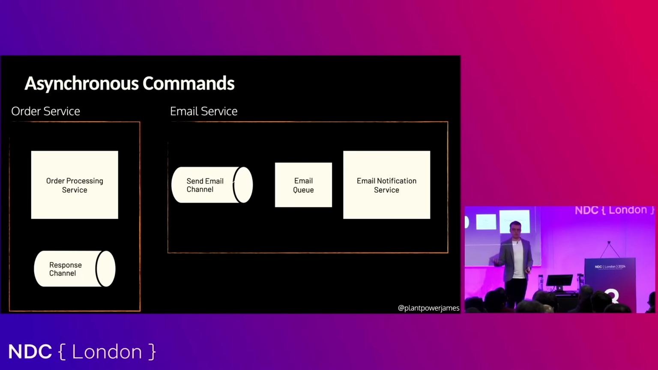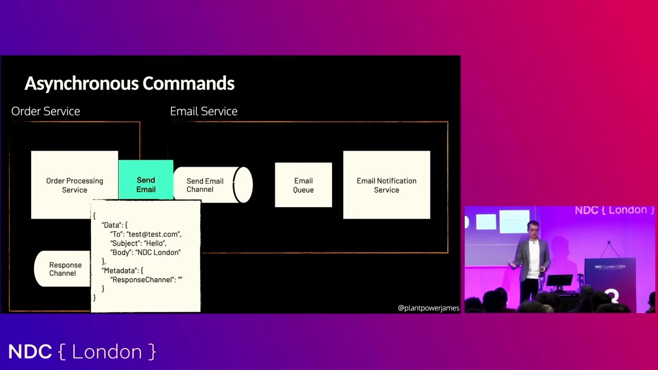So you can do this in a similar way. Your email service can still expose an endpoint of some kind, but as opposed to that being an HTTP-based endpoint, that could just be a message channel. This might be a topic, this might be a queue, doesn't really matter, but it's asynchronous. So the order processing service can still send a send email command. I want you to send an email for me, please. And in the payload of that event, it will include the to, the from, the subject, the body, that kind of common things you will see in an email.